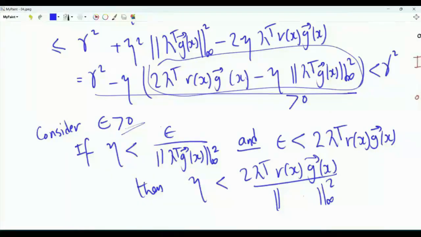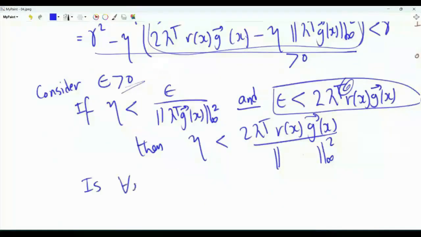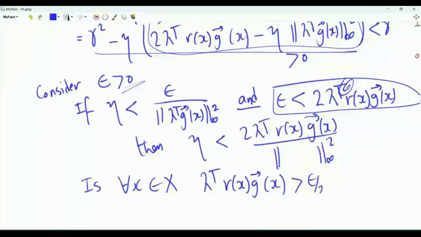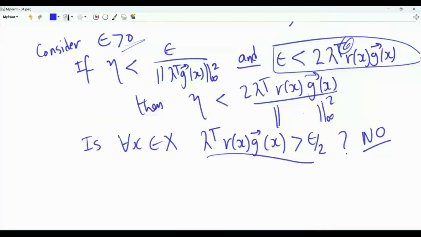But if we want to do this bounding, we need this to be true. Are we guaranteed to have this inequality here for every small x in big X? Is it the case that for every small x in big X, we have that lambda transpose R of x GR of x is strictly greater than epsilon over 2? No, there is no guarantee. If this inequality is satisfied, we are good. But what if it is violated? This is the motivation behind the introduction of this set big X1.